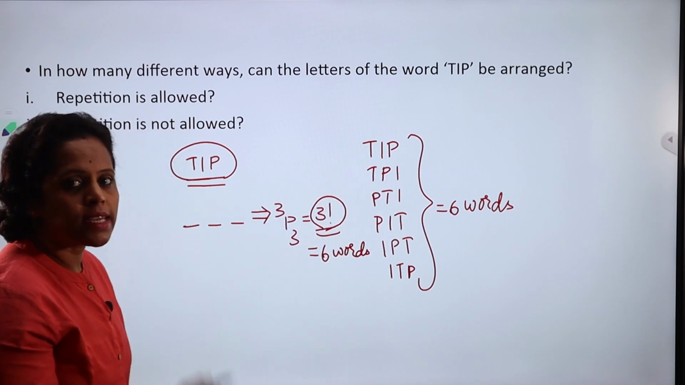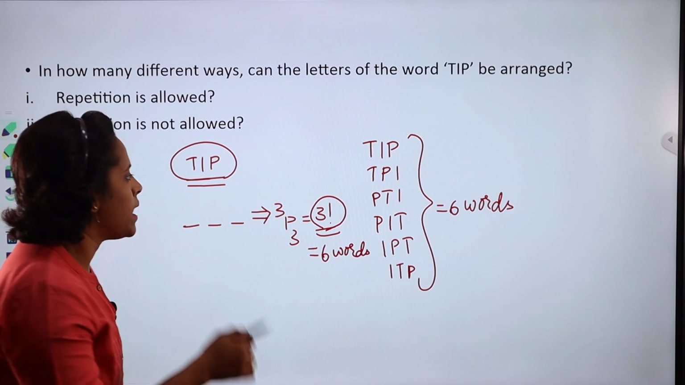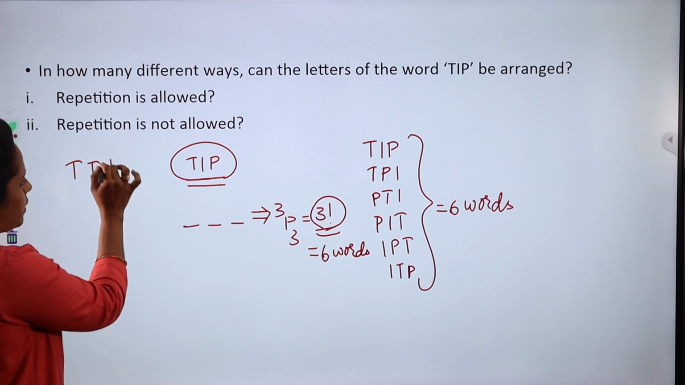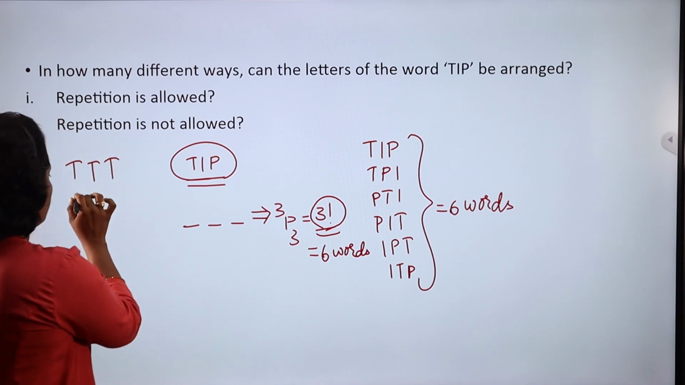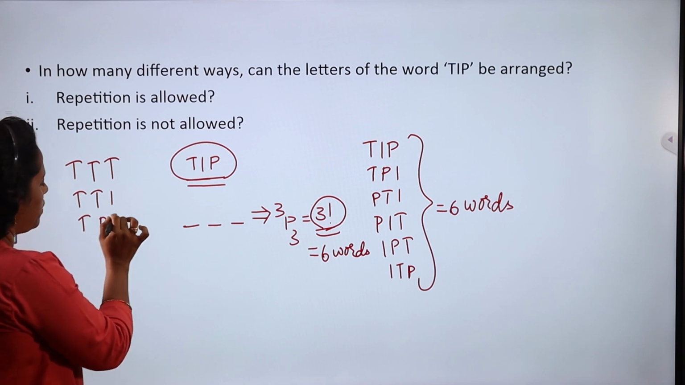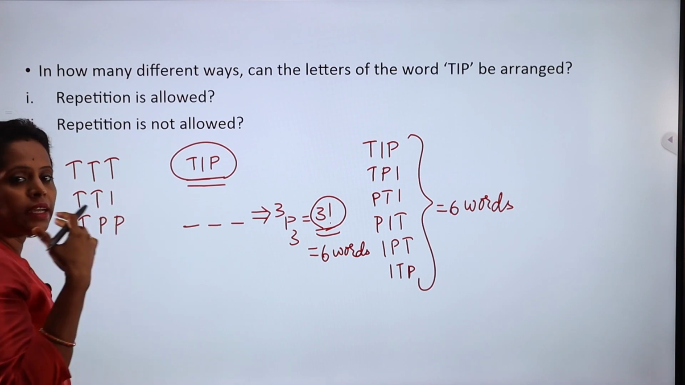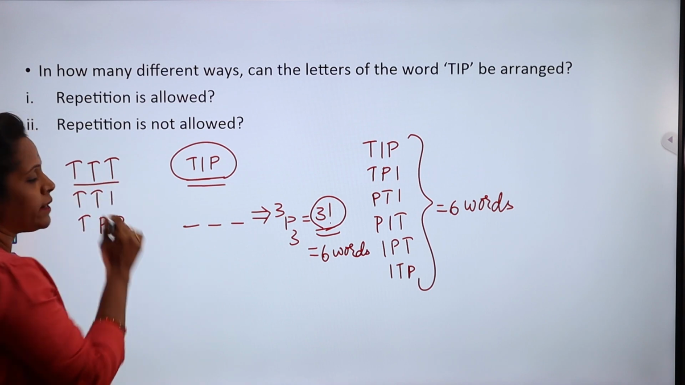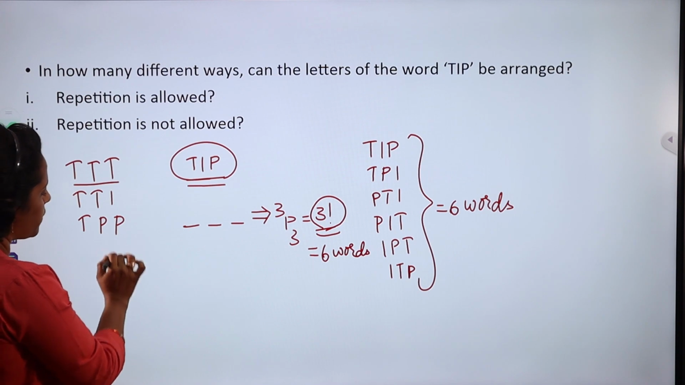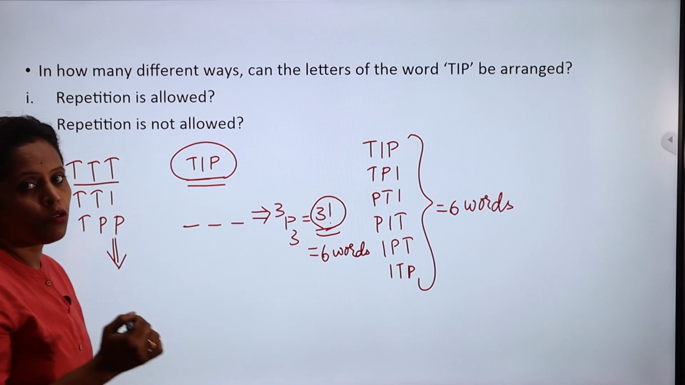Now, what is the case when the repetition is allowed? When repetition is allowed, the words can be TTT, TTI or TPP. Repetition is allowed means a letter can be repeated more than once. In this case, what will be the number of words?